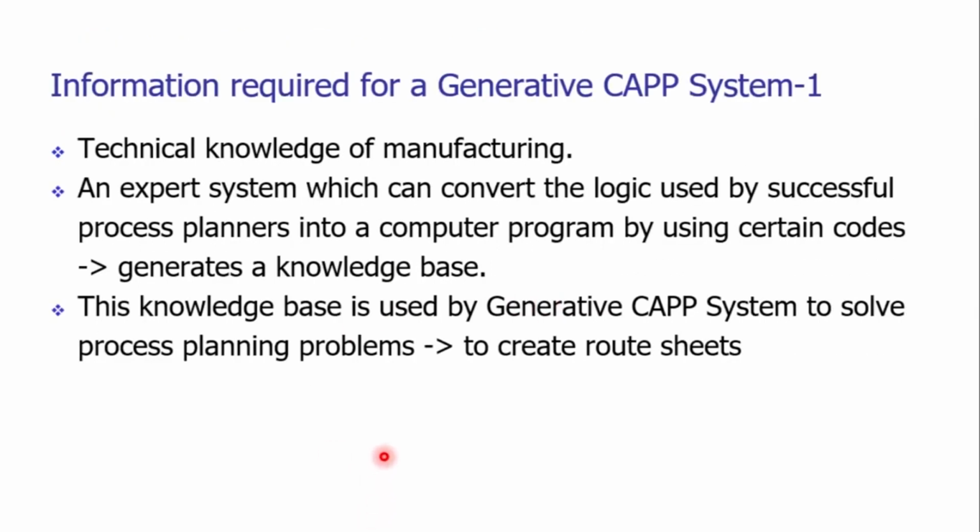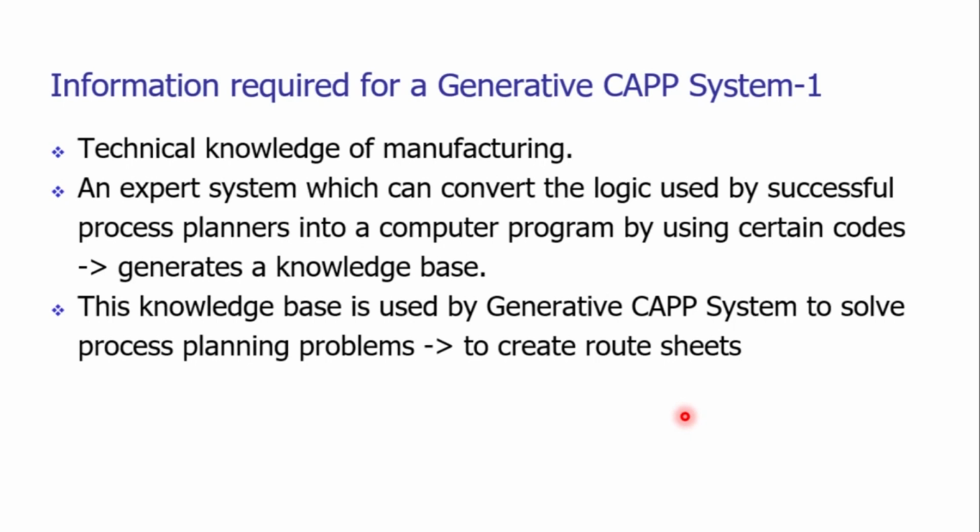So what is the information required to generate a process plan in generative type of process planning? We need to have the technical knowledge about manufacturing, and we need to develop an expert system which will convert the logic used by successful process planners into computer programs. So here we are trying to replace the human beings with the computer systems. But who will train the computer systems?